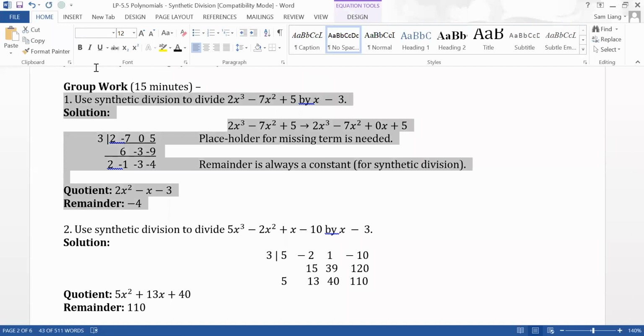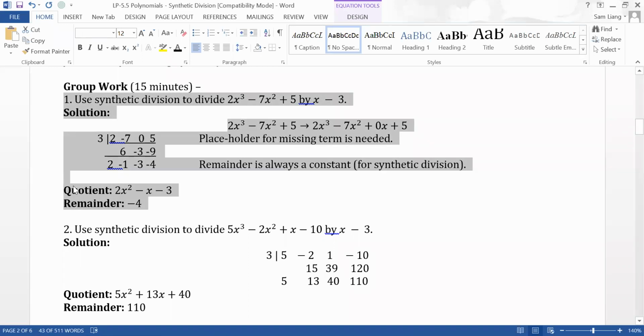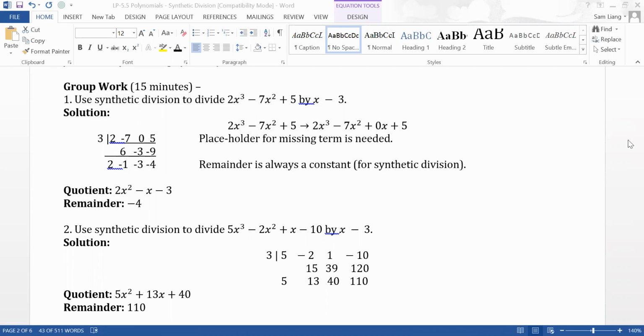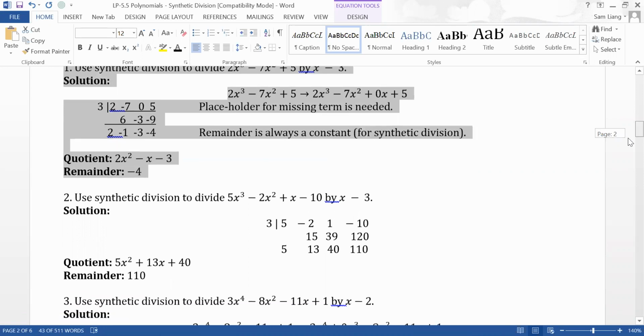All right, give me a sec to copy that, and then we'll move on. All right, I'm gonna move on. I'll post this on Google Classroom, by the way, for you to refer to in case we can't catch everything.